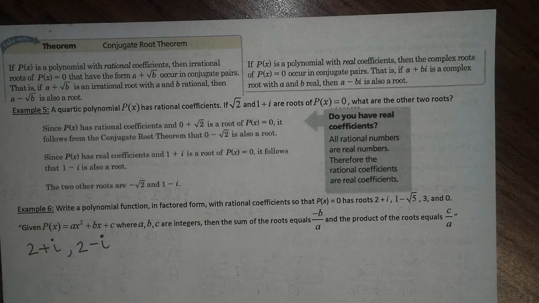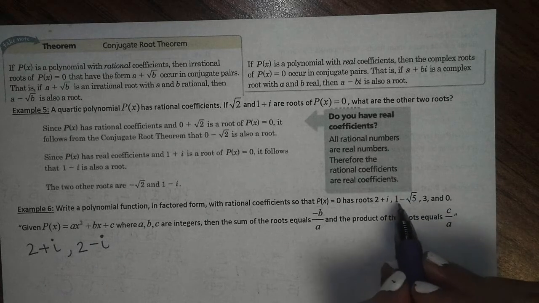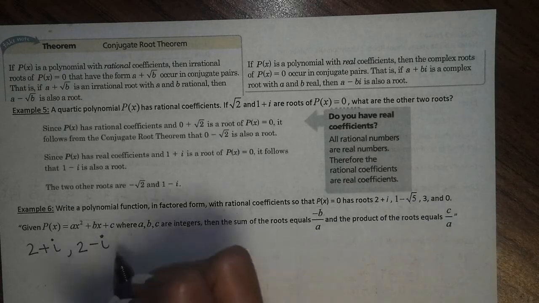So those are 2 roots for sure. Next, 1 minus the square root of 5 is a root. So let me write it down.